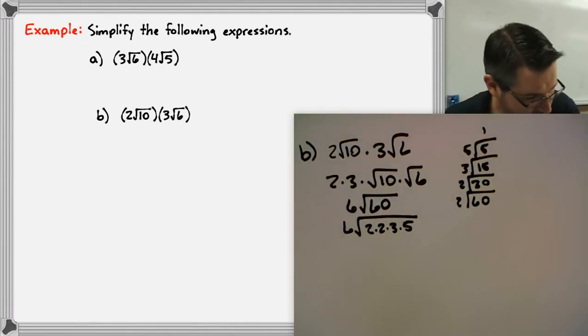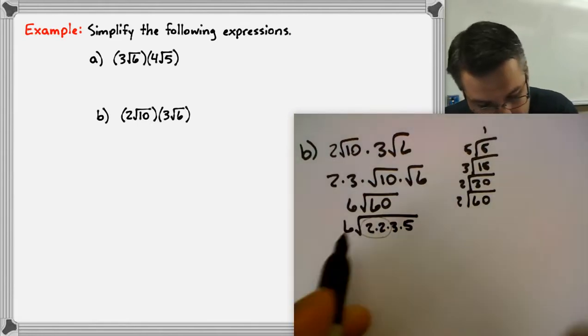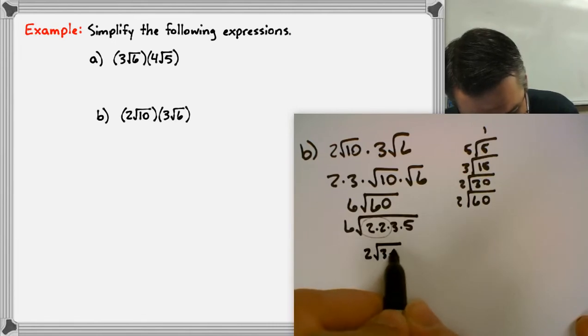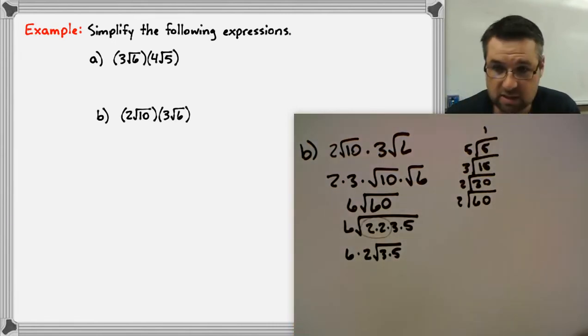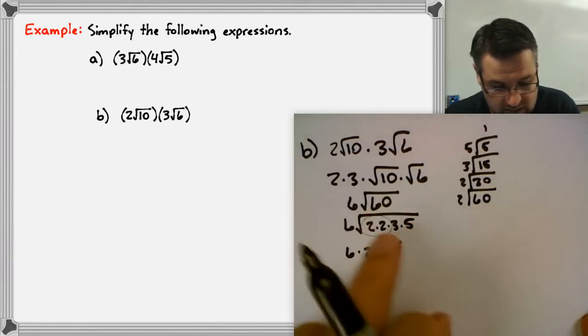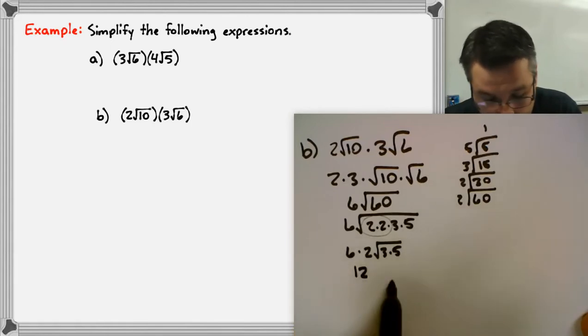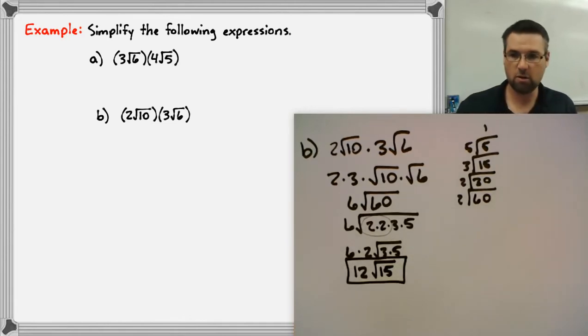And so now we can see that we do in fact have a pair of 2's, so we can take that out. So it'll be 2 outside, and then radical 3 times 5 inside. And then we still have the 6 out front, so we're going to keep that there, 6 times whatever this simplified to. So now we can multiply the 6 and the 2, and we end up with 12. When we multiply the 3 and the 5, we end up with 15. That is the simplest radical form.